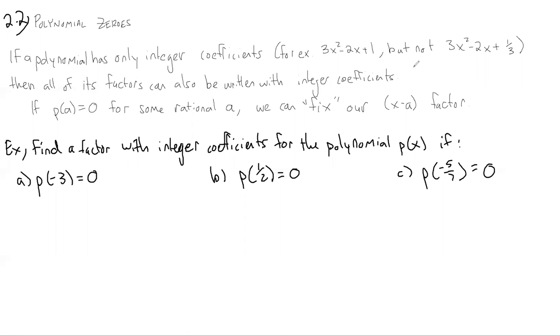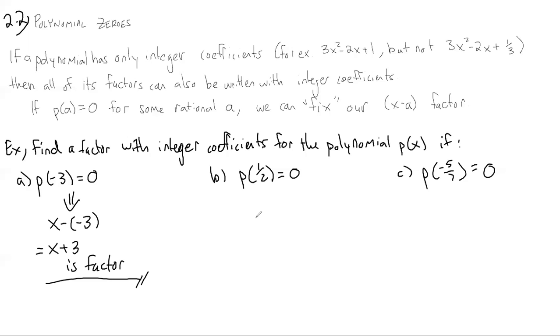For this example, we want to find a factor that has just integer coefficients for the polynomial p of x if, let's say, p of -3 equals 0. We start with what we were just dealing with. We can say that x minus -3 should be a factor, so x plus 3 is our factor. And that's good, there's only integers in that. It's like 1x plus 3, and 1 and 3 are both integers. So in that case, we're good.